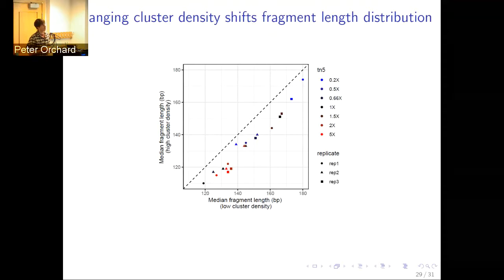So this is a plot of the median fragment length for each library. Each point is one library. On the x-axis, it's showing the median fragment length of that library, according to the sequencing reads from the low cluster density run. And on the y-axis, it's the same, but from the high cluster density run. And so you see this shift off of the diagonal, such that if you take the same library and sequence it at a lower cluster density, you see a shift in this case of like 10-ish base pairs in the median fragment length.